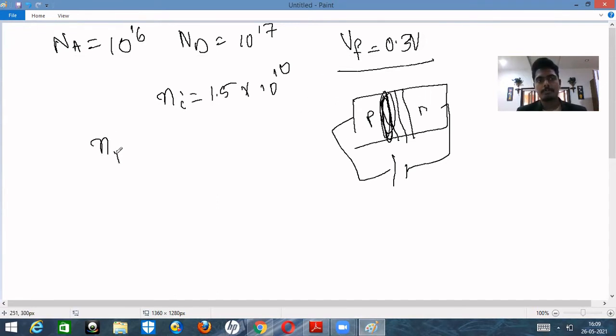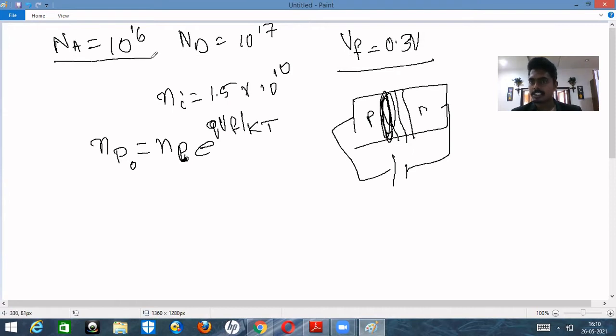So we already know that Np is equal to Np naught, where Np naught is equal to Np into e power q into Vf upon Kt. Isn't it? Here Np is the concentration of electrons on P side. Actually, the P side majority carriers are holes, isn't it? So the concentration of holes given is 10 power 16. So the concentration of electrons on P side, meaning the minority carrier concentration on P side, is Np equal to Ni square upon the majority carrier concentration, which is Na.